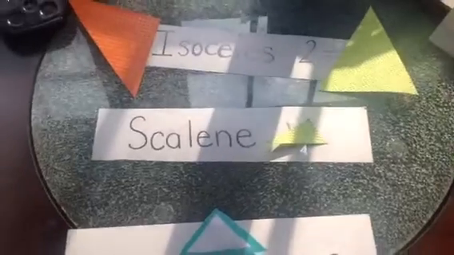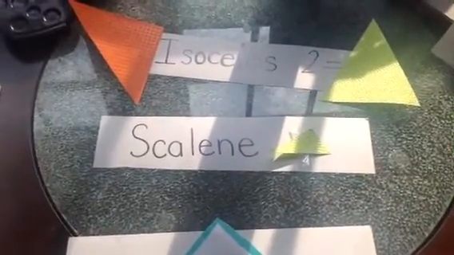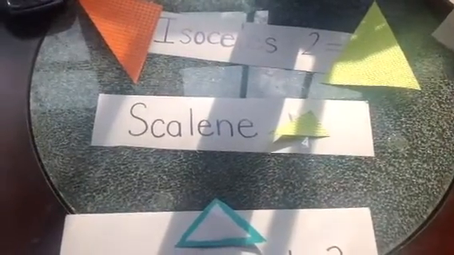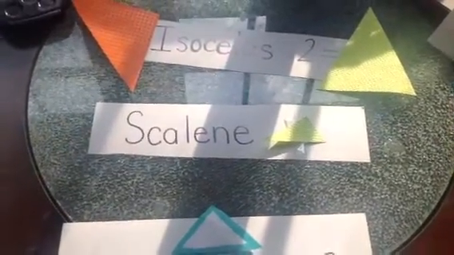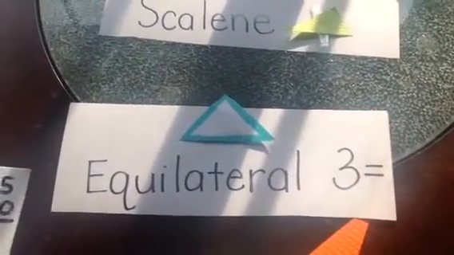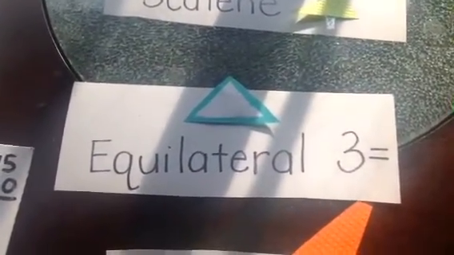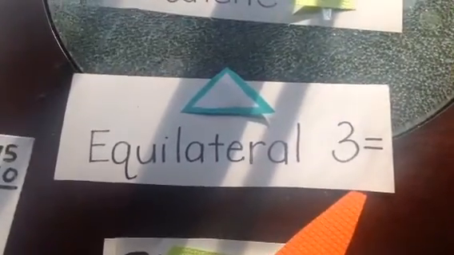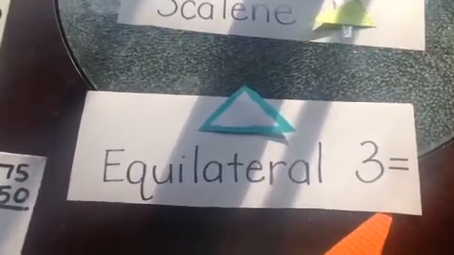Next is scalene. Scalene means that there are no angles that are the same or sides that are the same. Everything is unequal. Then there's the equilateral. They have all 3 sides and angles equal. So they look kind of like that shaded one.